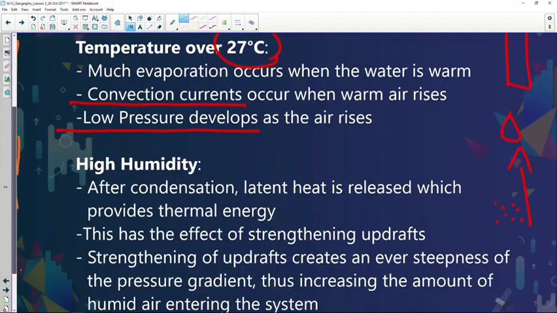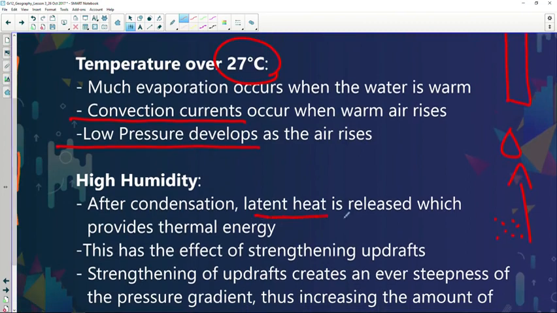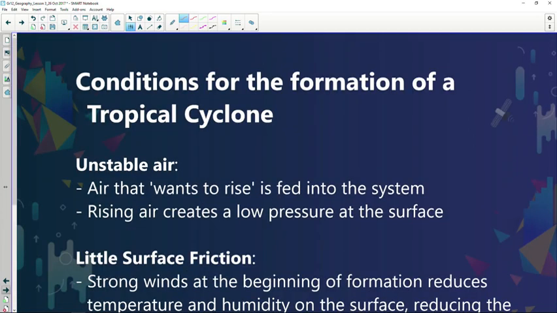When this condensation takes place, we experience latent heat being released. Now, this also adds to the fuel for this tropical cyclone. It strengthens this updraft that's being created. Now, obviously, when we look at a low pressure system, it's usually unstable air because it's rising air.